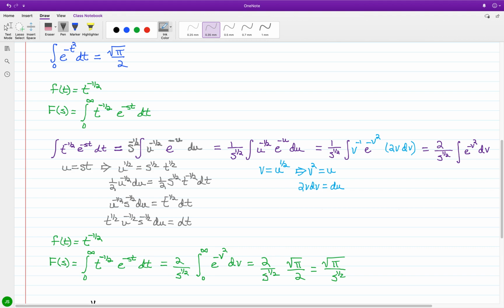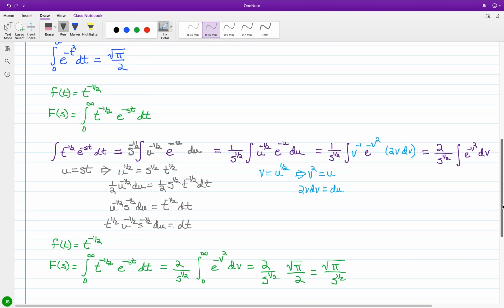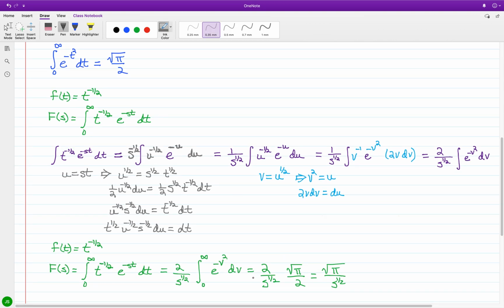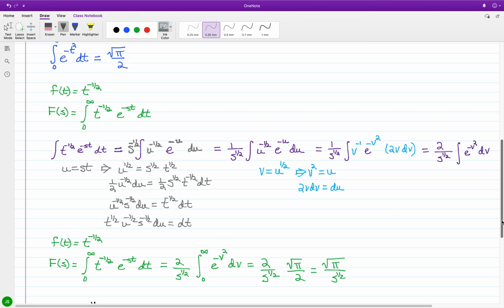So I have 2 over s to the 1/2. Now we have, in spite of the change in the variable, we had the same limits. So for the integral of whether it's x, t, or v, e to the negative of the square of the variable that we are integrating is going to have an antiderivative, if the limits go from 0 to infinity, of the square root of pi over 2. And here, for this outcome, the Laplace transform will end up at the square root of pi all over s to the 1/2.